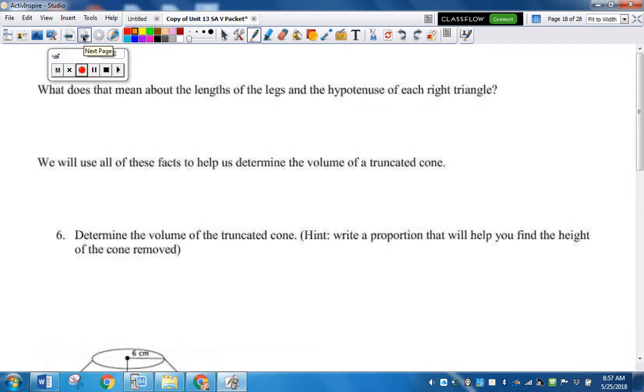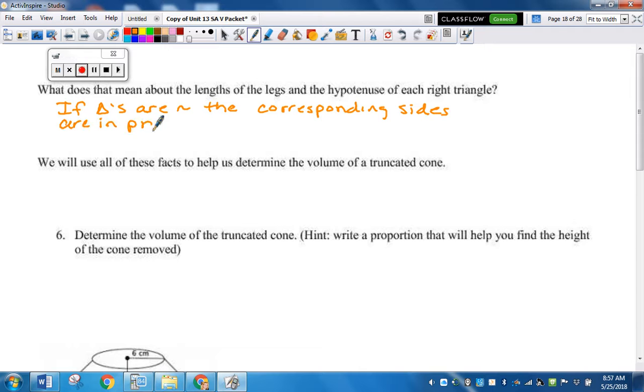What does that mean about the lengths of the legs and the hypotenuse? Well, we know if triangles are similar, then corresponding sides are in proportion. So we know that the side lengths are going to be in proportion. And so we want to use all this info to help us find the volume of a truncated cone.